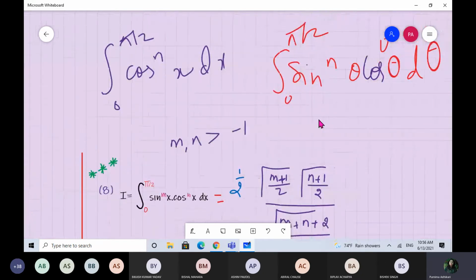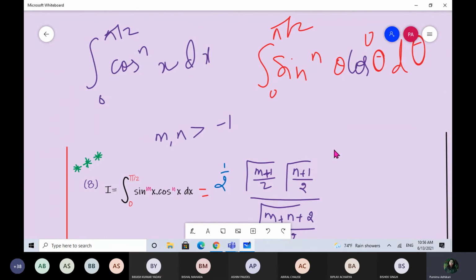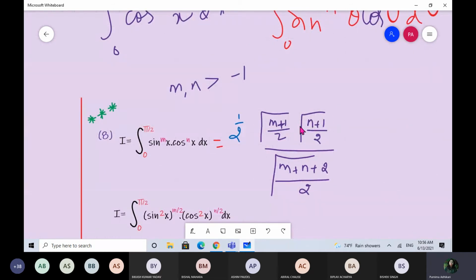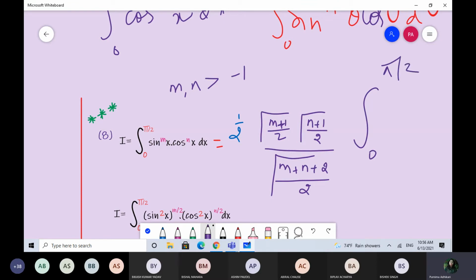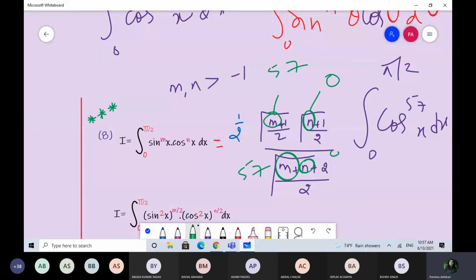So according to this, how can we write these integrals? Just simply replace either m or n. Suppose we have the integration from 0 to pi by 2 of cos to the power 57x dx. If we have this, then put one of the values as 57, sorry, put 57 in place of m, and what do we put in place of n? 0. That's it. So here m will be 57 and n will be 0, and just go for the solution part. Okay, now further solve.